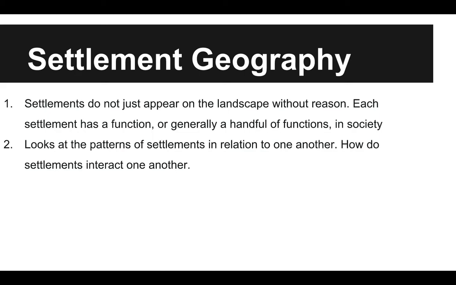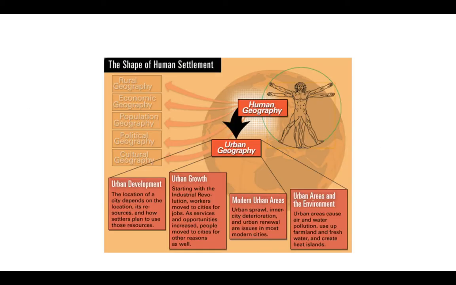They would look at the patterns of settlements in their relation to one another. How do settlements interact with one another? They may look at urban development and urban growth. They may look at modern urban areas and their impact on the environment. They may also look at rural geography, where agriculture is taking place and how land is being used. These are all things that human geographers looking at human settlement would look at.